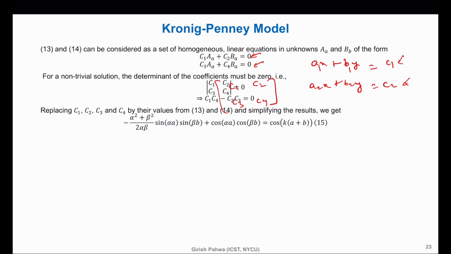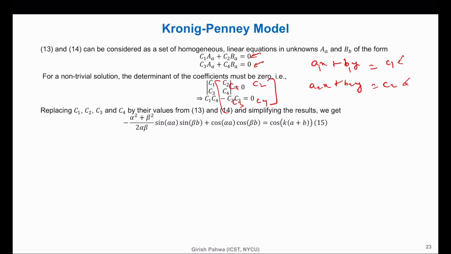So the left hand side is completely a function of energy. The right hand side is completely a function of k. So this is the equation which gives you a relationship between E and k, energy and the wave vector k.